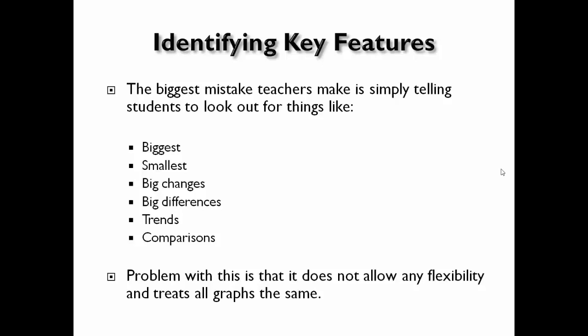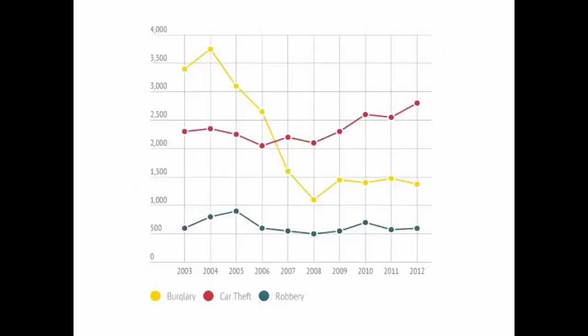It is telling students that every question is going to be the same. All the data is going to be the same. You just have to look for the biggest and the smallest. That means that students do not look at each graph on its own merits, and they just pick out the things that they think might be correct, but most of the time they're not. So let's look at this. This is a very good example.